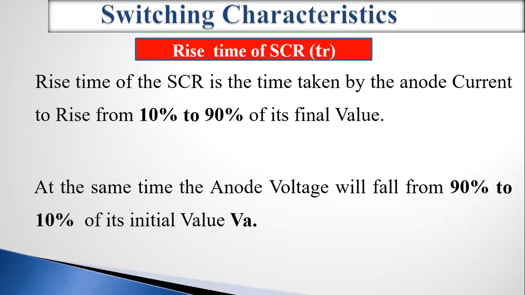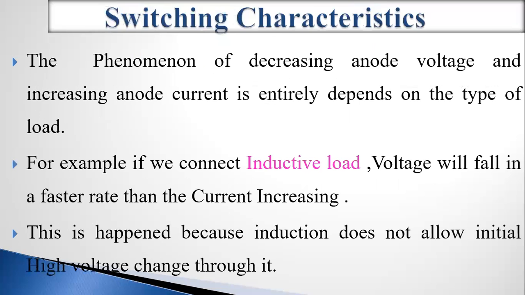Now we can understand the definition of the rise time. What do you mean by rise time? The rise time of the SCR or thyristor is the time taken by the anode current to rise from 10% to 90% of its final value. At the same time, the anode voltage falls from 90% to 10% of its initial value. You can see that in the rise time, the anode current rises from 10% to 90% and the anode voltage decreases from 90% to 10%, just the opposite. Anode current increases, but anode voltage decreases. This is the phenomenon for the rise time.